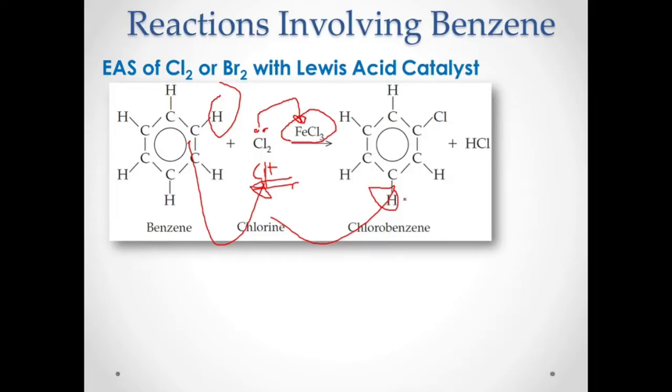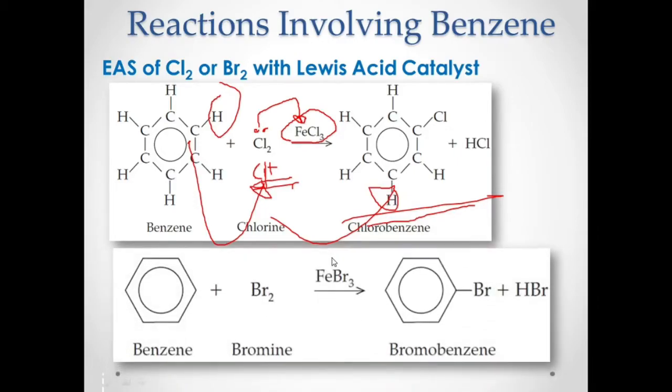Okay? So you have your formation of your chlorobenzene. So that H would now be substituted with your Cl. It's also the same with your Br2. What's different is only your Lewis acid catalyst. If your electrophile is a Cl, then your Lewis acid should be FeCl3. If your electrophile is a Br, then your Lewis acid catalyst should be FeBr3.